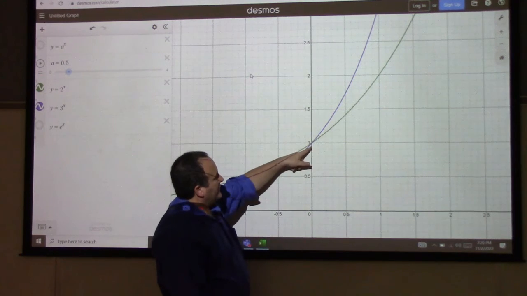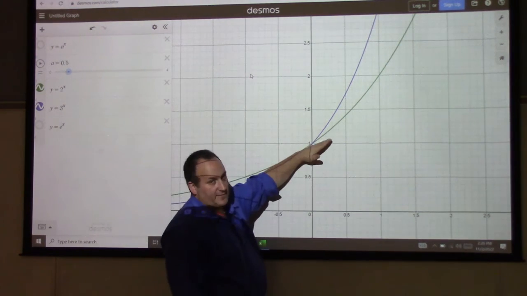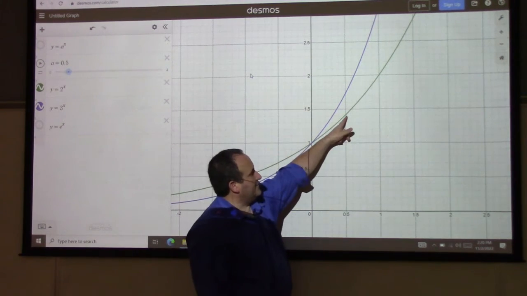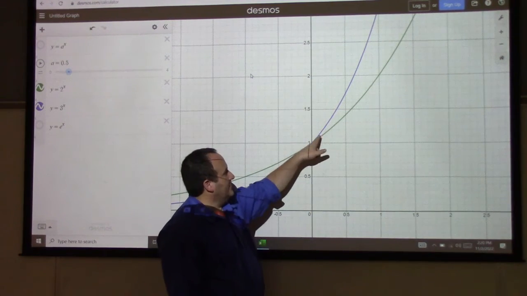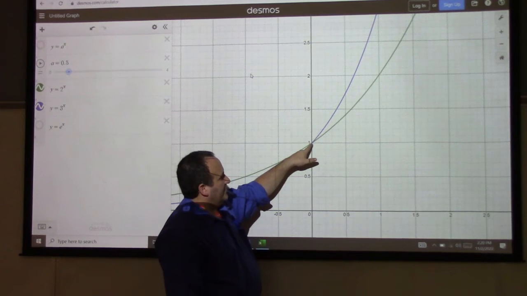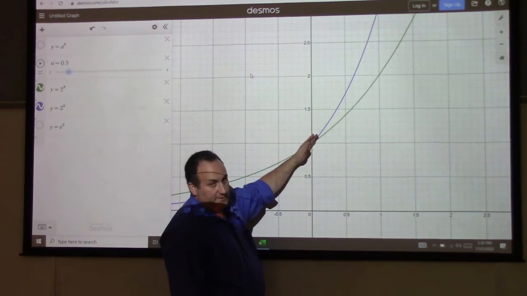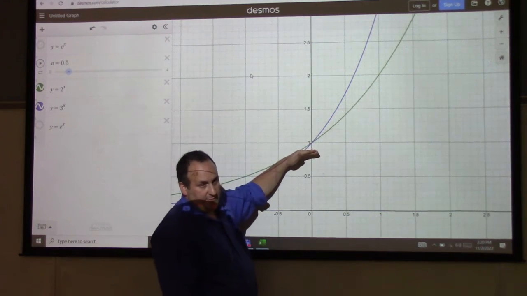On the other hand, if we look at the green graph here, the slope of that line is what? It's going over 1, it's going up less than 1. So the slope of the green line at the y-intercept here is smaller than 1. So blue line, slope bigger than 1, green line, slope less than 1.